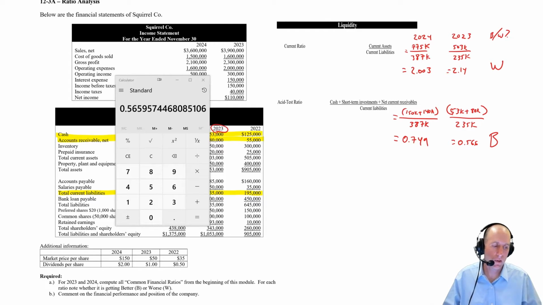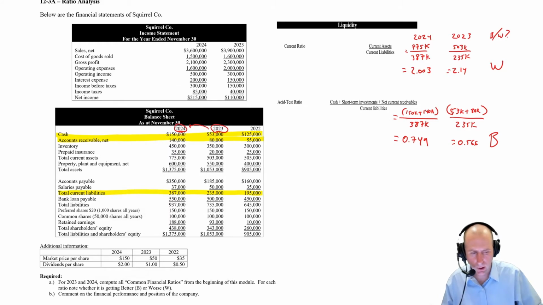So our current ratio is a little bit worse, our asset test ratio a lot better. Overall, in terms of liquidity, if I were analyzing this company, yes, it's a mixed bag. I would like this if I were an owner or an investor in the company. I would say, oh, this is actually pretty good. Okay, that's it for liquidity ratios.